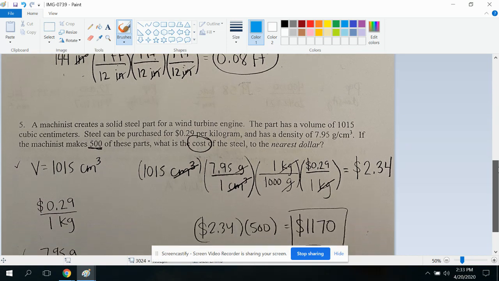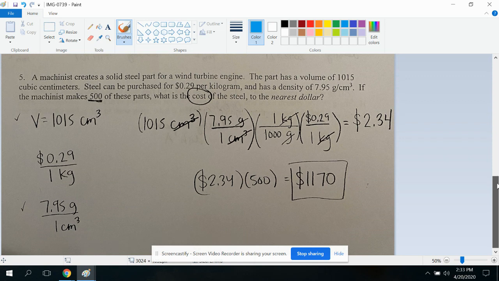The next example, classic regions problem, they're trying to trick you with all kinds of different information. So let's break down the problem. So you're making a wind turbine part for that. The volume of that is 1,015 cubic centimeters. Strategy, write some stuff down. Here's my writing things down.